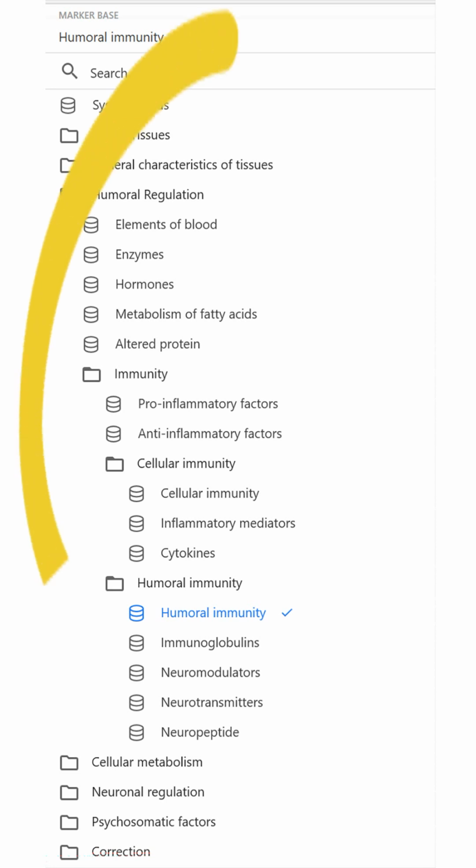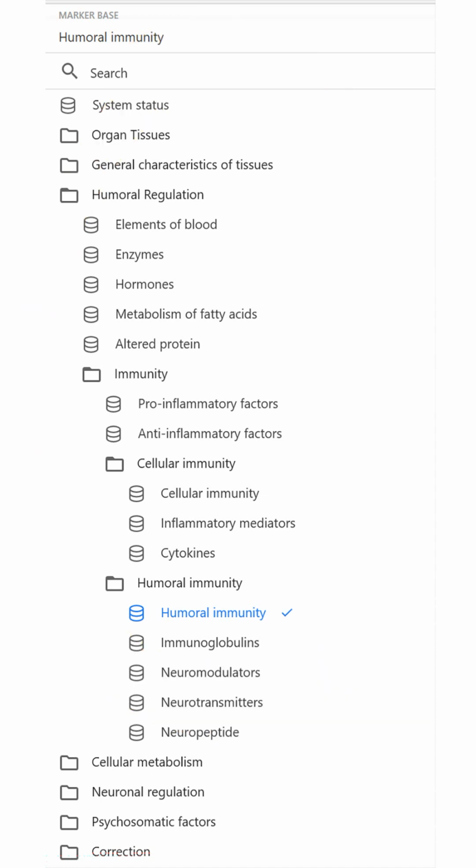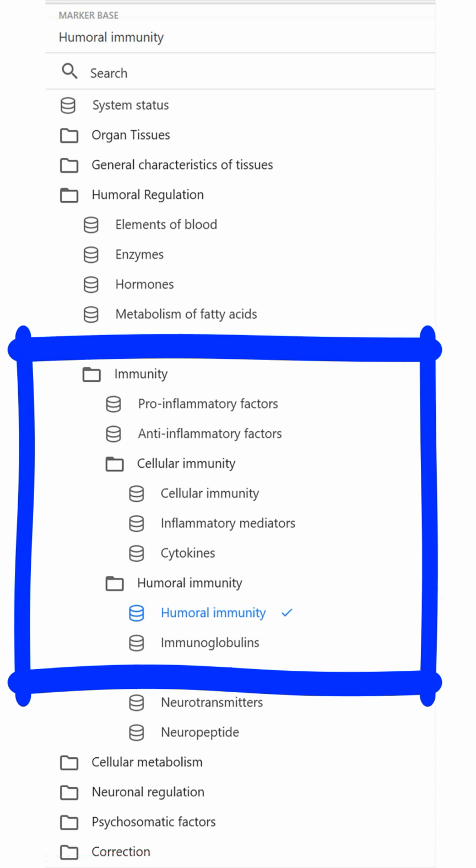A feature of this folder is the ability to determine the body's resources to maintain normal homeostasis and normal immune status. It is important to note that the functional activity of various neuronal structures of the brain and the regulatory molecules produced by them, such as neuromodulators, neurotransmitters, and neuropeptides, has an impact on the body's immune status.